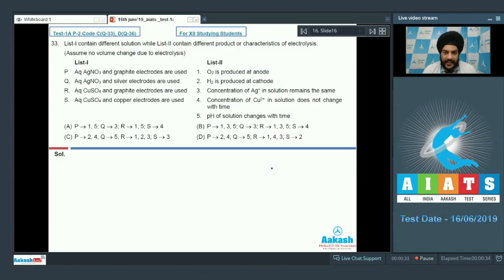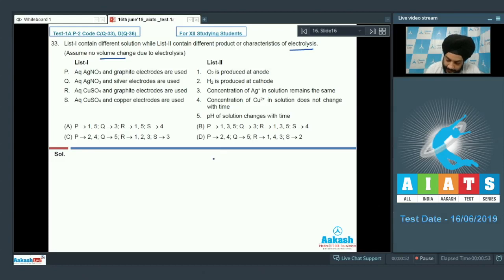List 1 contains different solutions while list 2 contains different products or characteristics of the electrolysis. So we have to assume that there is no change in volume due to the electrolysis. So we'll start with list 1 first. In the P option, it is given that aqueous AgNO3 is electrolyzed and graphite electrodes are used.